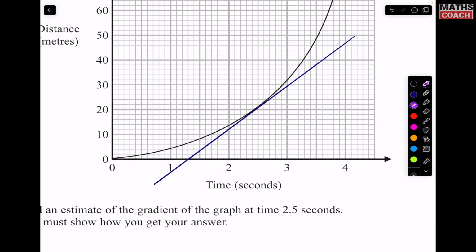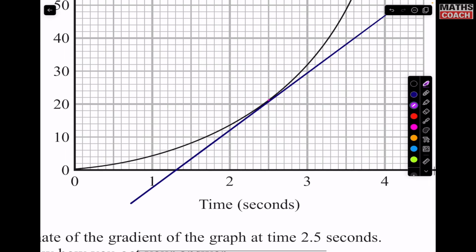Right, so what do I do now? I just basically find nice points that I can use to find the gradient. Can't really see anything going in the corners, but yeah, let's do that one. I'm gonna draw a triangle there, and let's go up to that. Okay, so what am I doing here? I'm just going from 2 to 3.5. So what's the distance here? 2 to 3.5. That's 1.5.